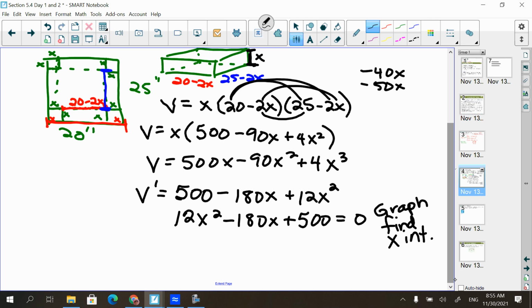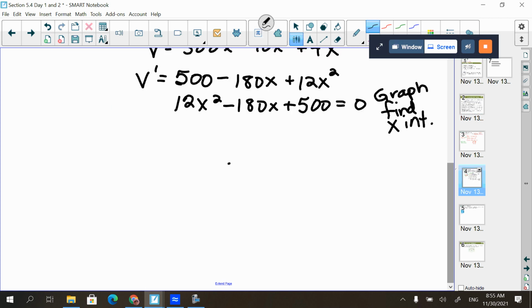All right, so going to my calculator to graph it. Let's see, y equals 12x squared minus 180x plus 500. I'm going to start at zoom standard, which is zoom 6, just because I don't know where I was at before. And then I'm going to mess around from there with my window. Like this is where it crosses the y-axis, right?